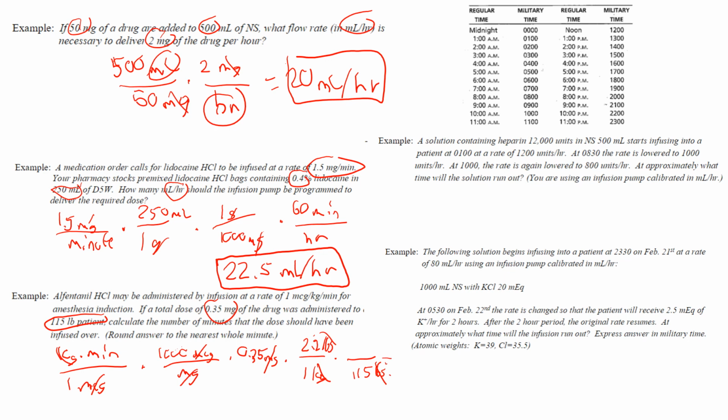So from here, I'm just going to plug all that in my calculator. So we have 1,000 times 0.35 times 2.2 divided by 115. And we get that this dose was administered over 6.7 minutes, roughly.